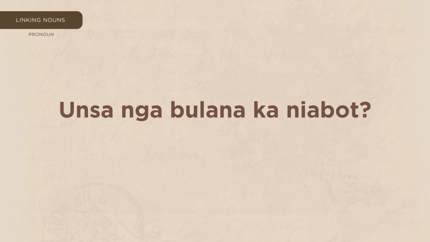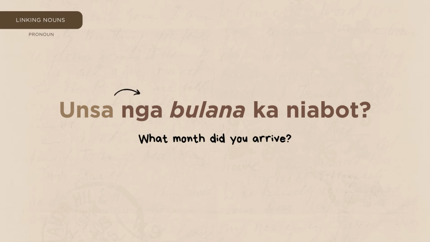Next is connecting nouns to interrogative pronouns. They are pronouns that are used to introduce a question. So basically the W question words: what, where, who, and so on. Unsa nga bulana ka niabot? Or unsang bulana ka niabot? What month did you arrive? Unsa, which is our interrogative pronoun here, is connected by the linker nga to our noun bulan, which means month. Unsa nga bulana ka niabot?